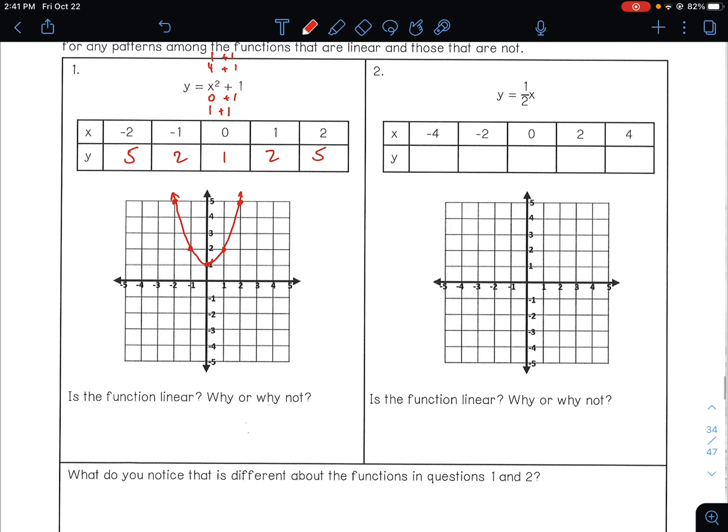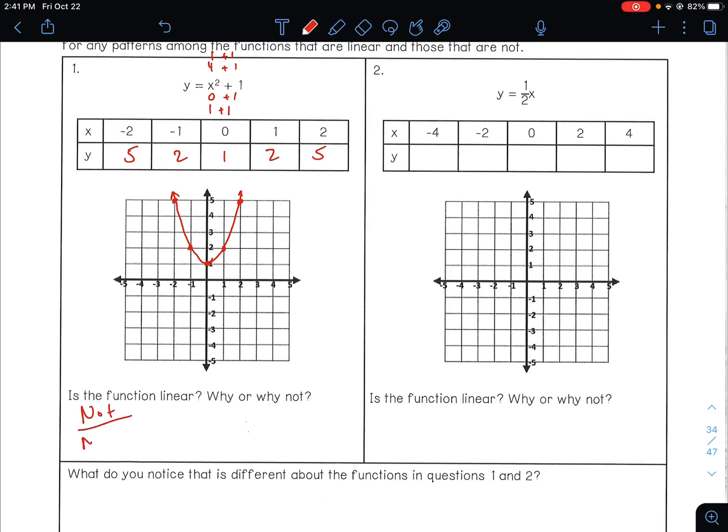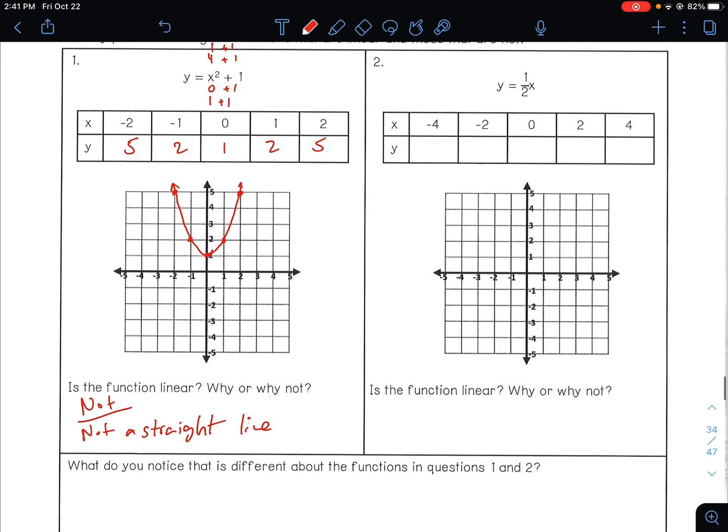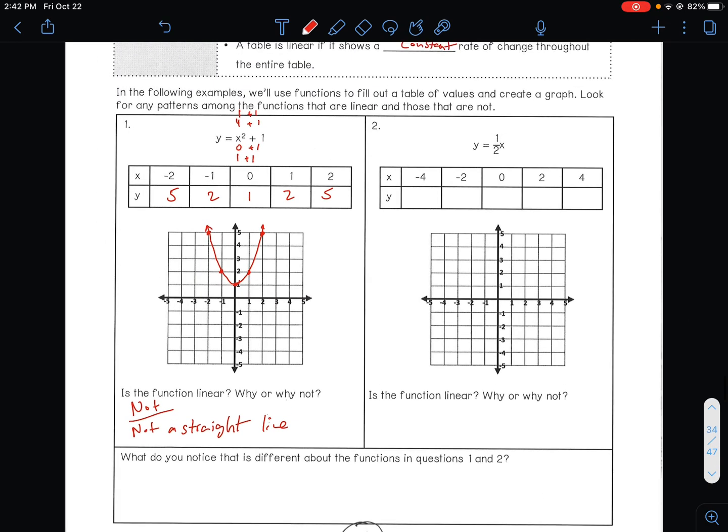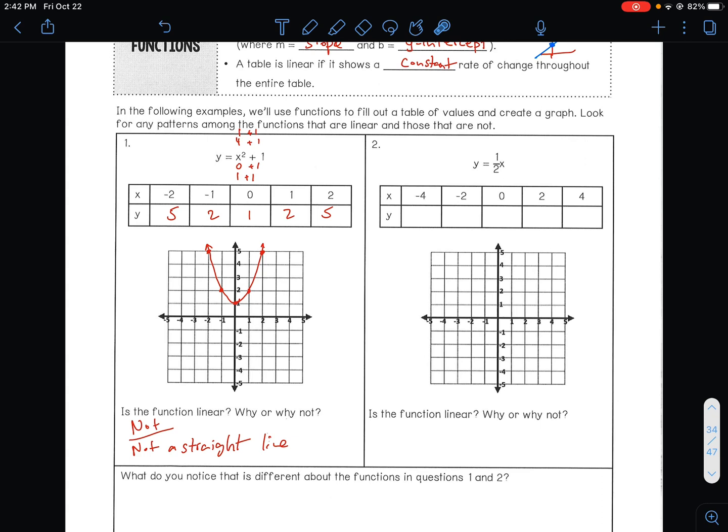Is this a function? Well, it is a function. Now, is it linear, yes or no? It is not linear. Why not? It's not a straight line. So it is not a straight line. Let's take a look at the next one.